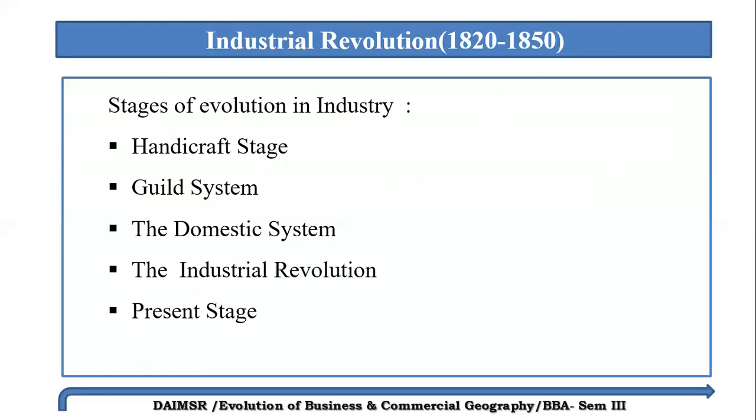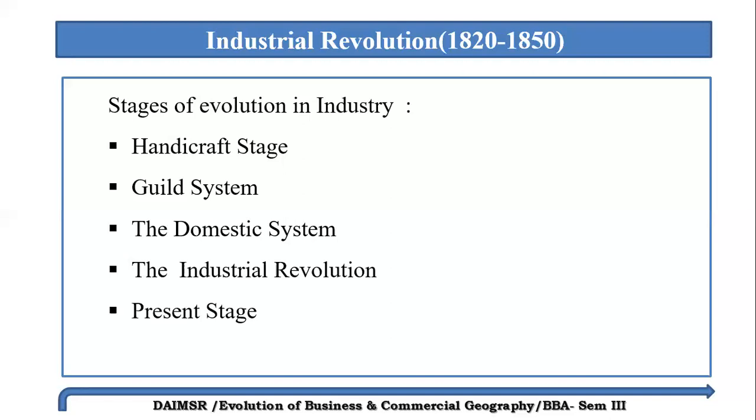Now, the last stage is called the present stage, in which we are now. This stage has been termed as an era of large-scale production. The 20th century has seen evolution in technology. The latest technology improvements are automation, computerization, and the use of atomic energy.